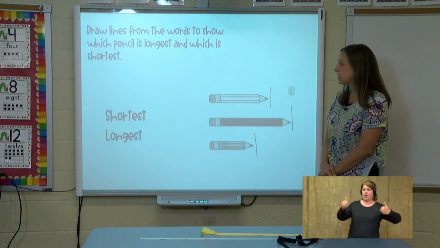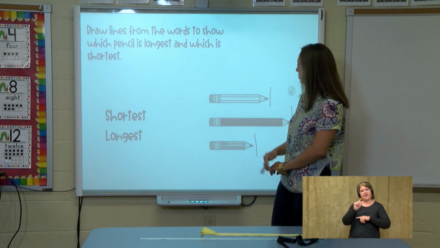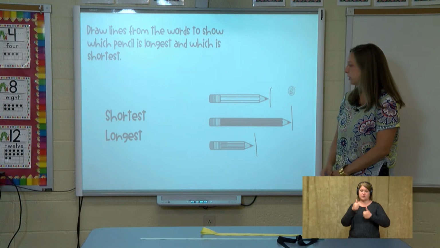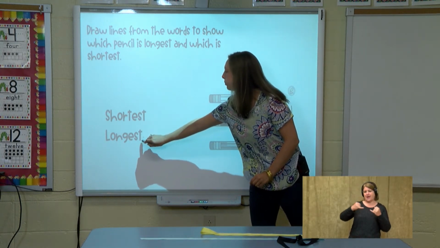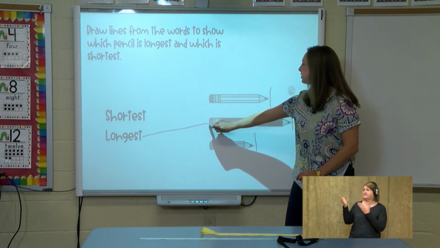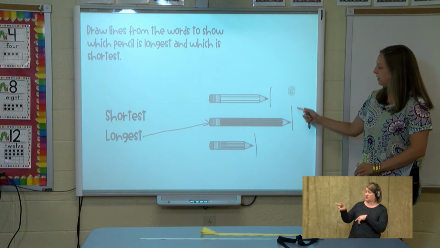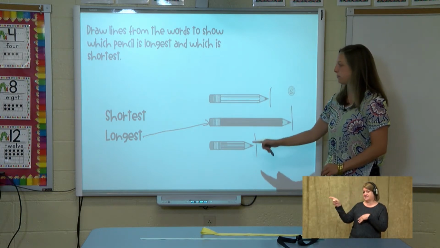So go ahead. Longest starts with the L, so we're going to draw a line to the longest. You can go ahead and point to the longest. I'm going to draw my line from the word longest to this pencil, because when I was observing the 3 pencils, I noticed that this length was longer than these 2 lengths.